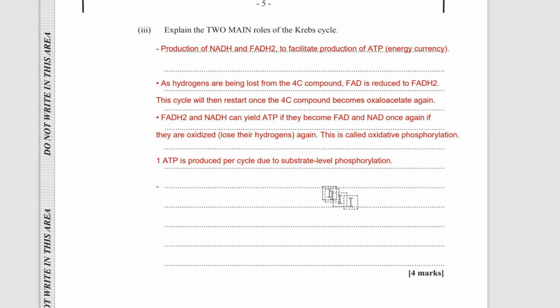The last thing that we have here is that remember, ATP is also produced during the Krebs cycle itself. It doesn't have to wait until it reaches the electron transport chain. So 1 ATP is produced per cycle due to substrate level phosphorylation. That there is from the reduced NAD and FAD. So that's 2 main roles of the Krebs cycle.